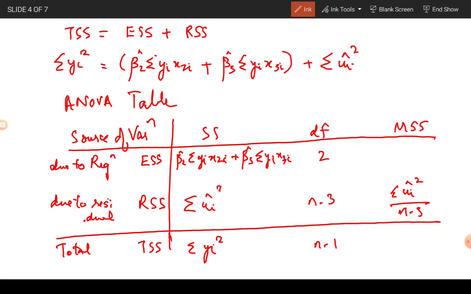Okay, so the mean sum of squares is nothing but summation ui hat square divided by the degrees of freedom, and over here the same, ESS. I don't have the space, so I'm just writing ESS divided by 2. So this is what the general ANOVA table looks like. I'll just point one more thing. If it is a generalized k variable regression model, then your degrees of freedom for TSS remains n minus 1. Here, for the residual sum of squares, the degrees of freedom will be n minus k, which means the degrees of freedom associated with the explained sum of squares is k minus 1. Right? And if you are finding mean sum of squares, it will be the sum of squares divided by the degrees of freedom.